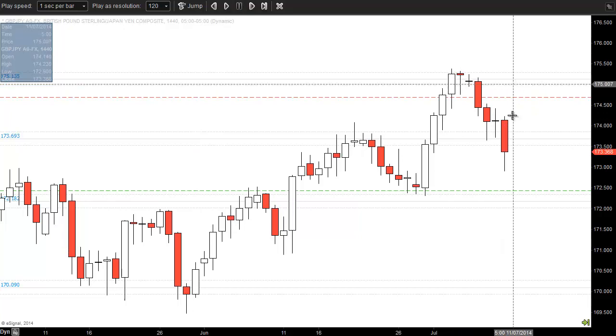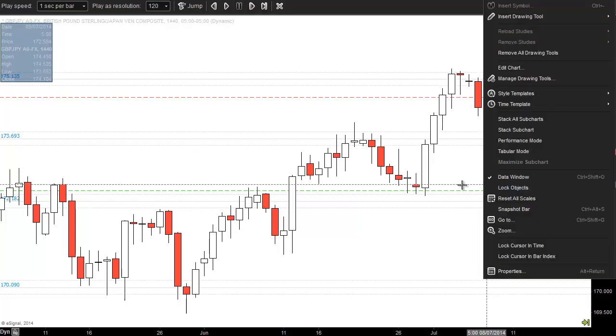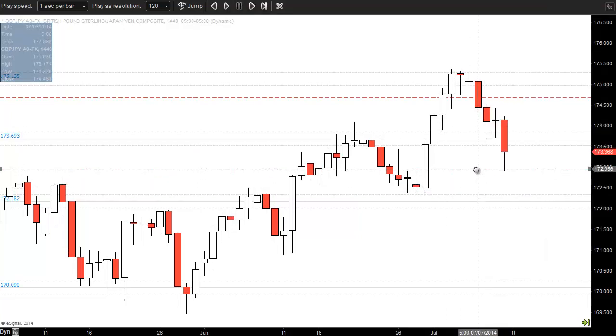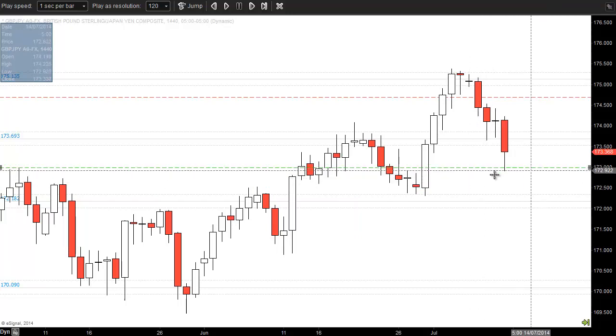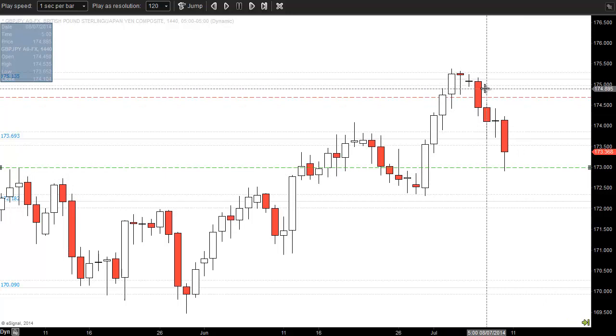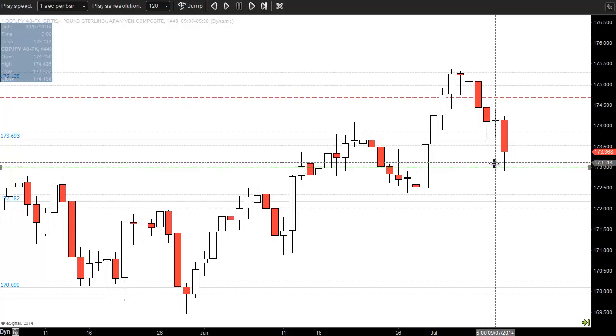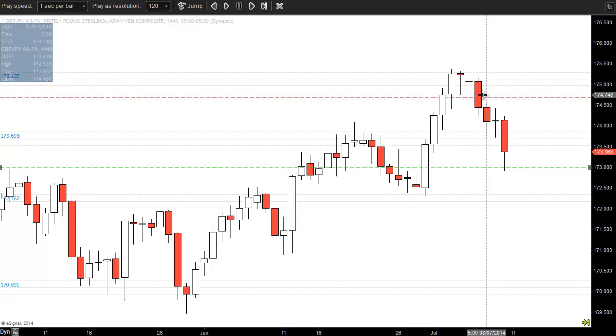Okay, so as you can see, had your second target been here, it would have been taken out and you would have made some very nice profit on this trade. So with an entry at around 174.73, second target at 173.00, around about 170 odd pips you would have made on this trade.